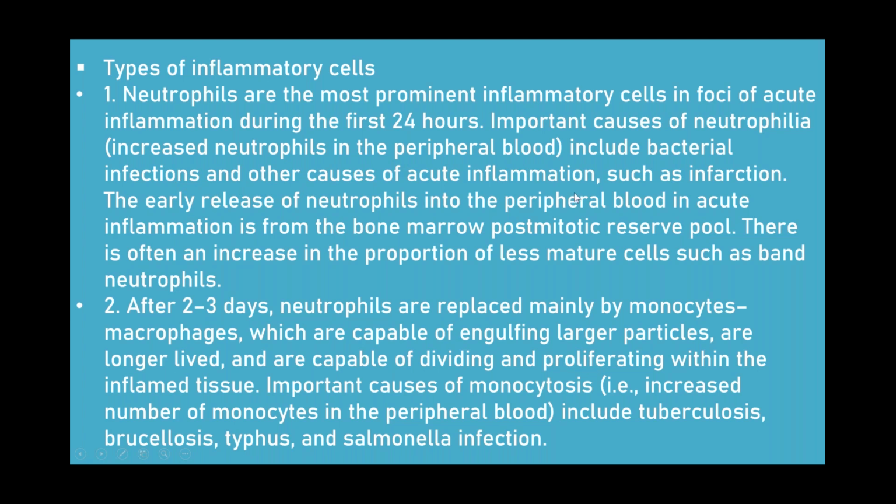The early release of neutrophils into peripheral blood in acute inflammation is from the bone marrow post-mitotic reserve pool. This often shows an increased proportion of less mature cells such as band neutrophils. So the neutrophil is the most prominent inflammatory cell in the first 24 hours. After 2 to 3 days, neutrophils are replaced mainly by monocytes and macrophages, which are capable of engulfing large particles and are long-lived, which form the epithelioid cells. This is the accumulation of the macrophages.